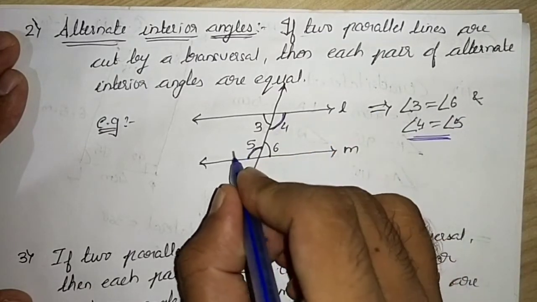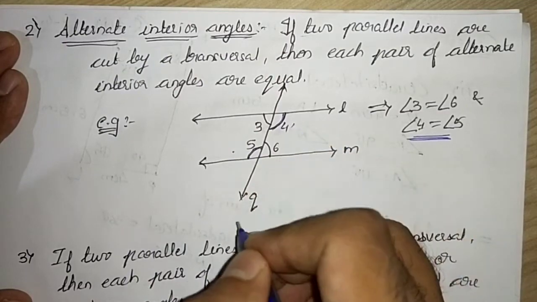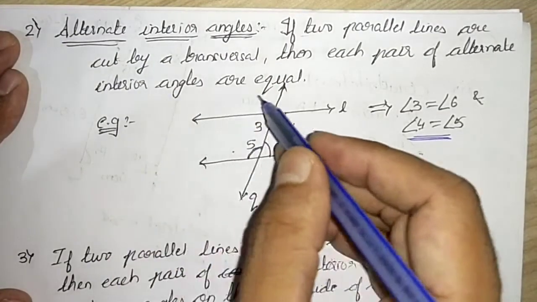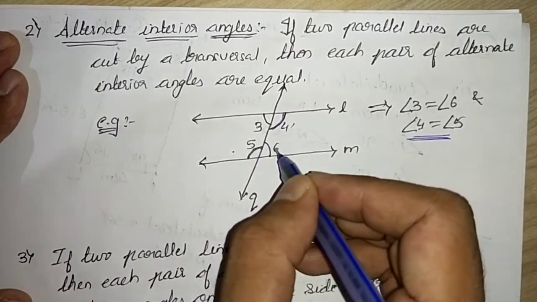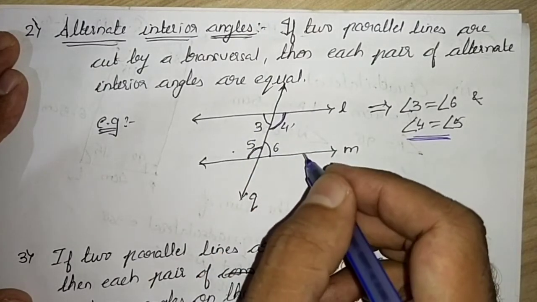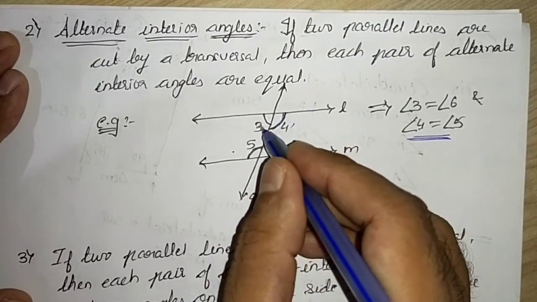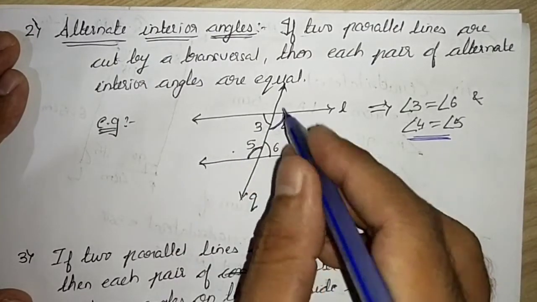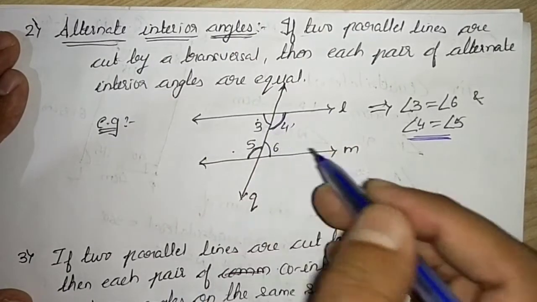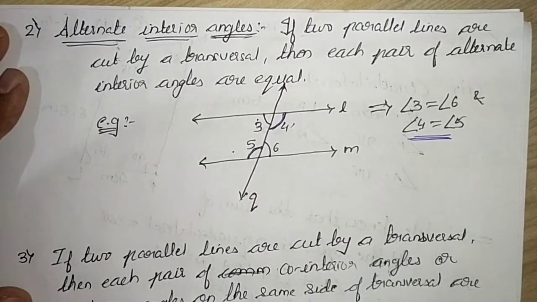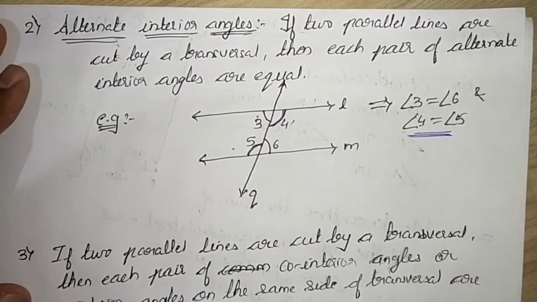So if it is 60, this will be 60. Now also 3 and 6 are alternate angles, so if this is 120, this is also 120. It depends on whether the two lines are parallel and are cut by a transversal. Then only can we say that alternate interior angles are equal in measure. Hope you are understanding.